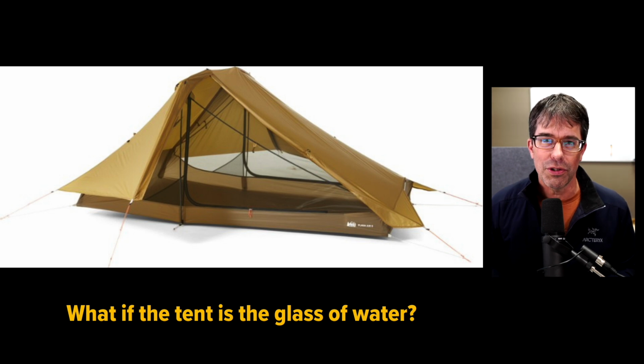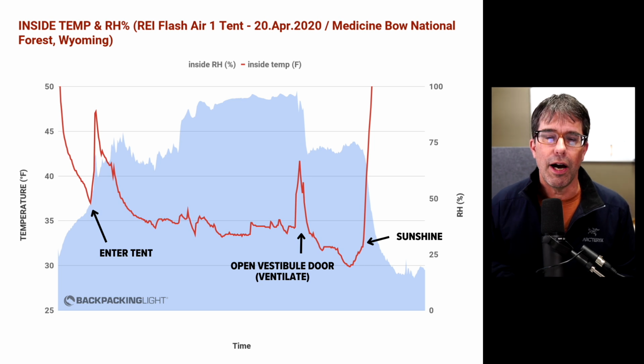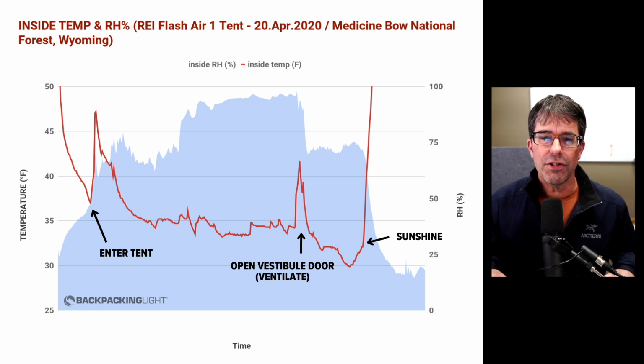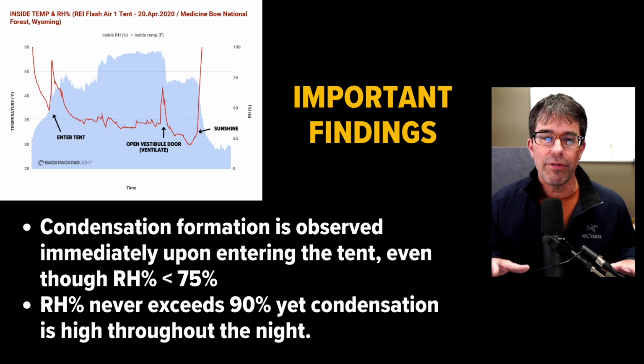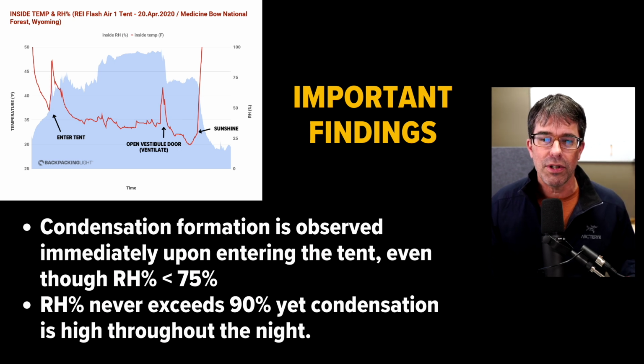What if our tent was the glass of ice water? Let's go back to our case study with the REI Flash Air 1 tent. The red line shows temperature, which is measured on the left-hand axis, and relative humidity, which is shown as the blue area and is measured on the right-hand axis. Two very interesting observations from this study. The first is that condensation formation is observed immediately upon entering the tent, even though relative humidity is less than 75%. The second is that relative humidity never exceeds 90%, yet the condensation is very high throughout the night.